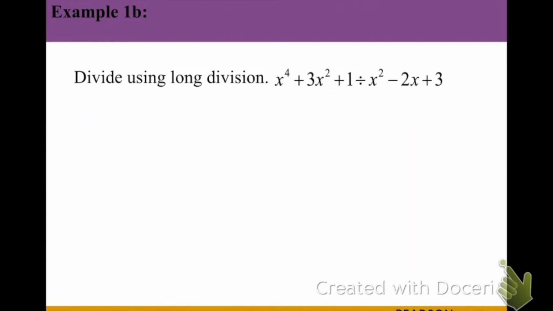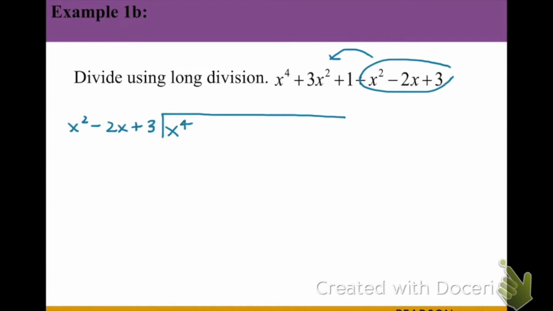Let's try this again, but in this case, we're going to be dividing by a trinomial. We're going to take the x squared minus 2x plus 3 and put it on the outside. And then we'll put the quartic, the x to the 4th plus 3x squared plus 1.